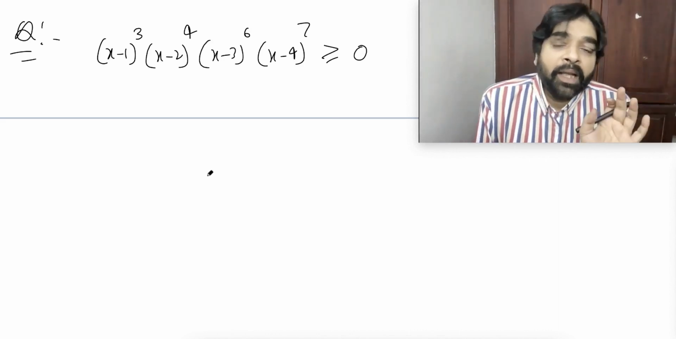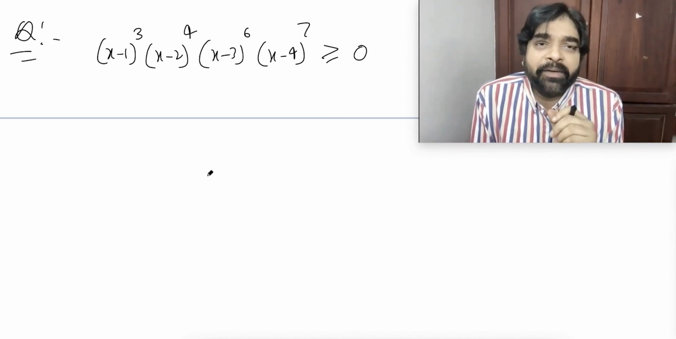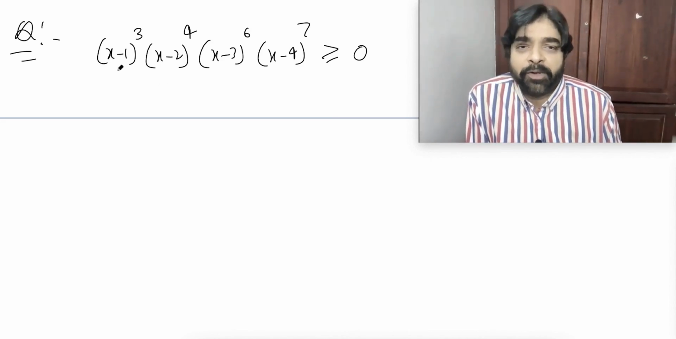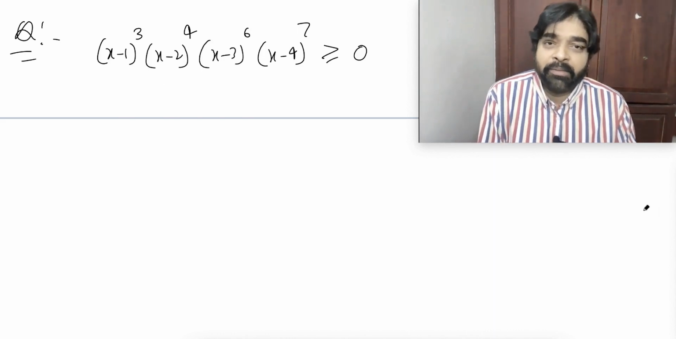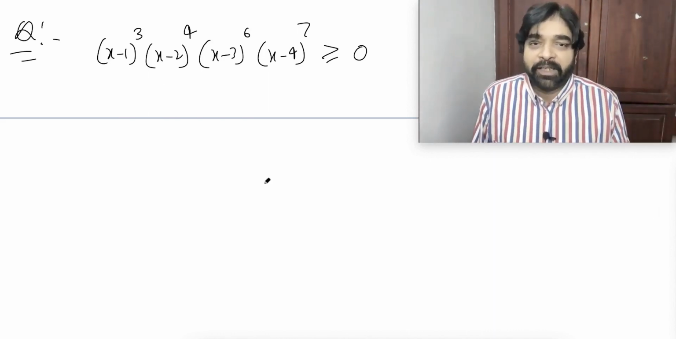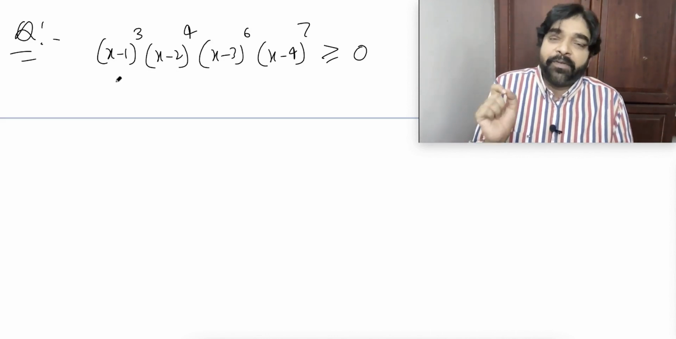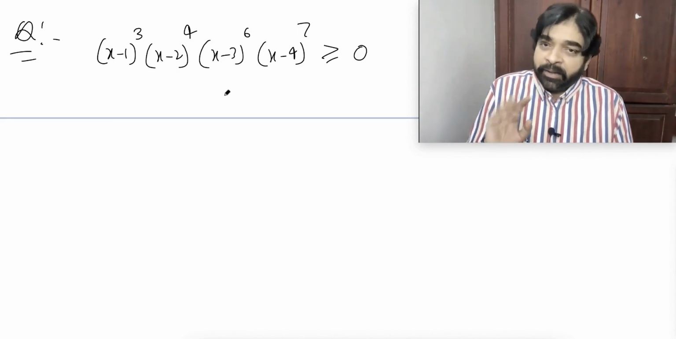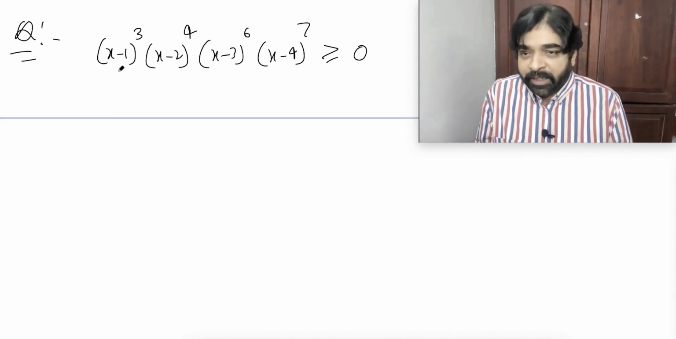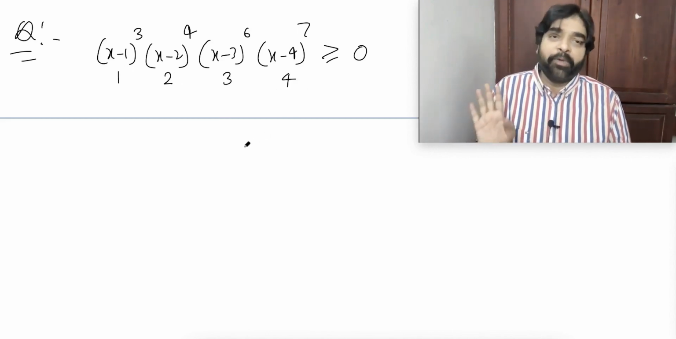Correct. The first step is to break into linear factors. Of course, I can break into linear factors. This will become (x minus 1) into (x minus 1) into (x minus 1). This will become (x minus 2) four times. I am not writing that, otherwise a whole big line will come. Unnecessary, why should I do it? I know it can be done. Directly, I will go to the next step. Coefficient of x must be positive in each bracket. Already positive in each bracket. Then the critical point of each bracket. This critical point is 1, this is 2, this is 3, this is 4, as usual.